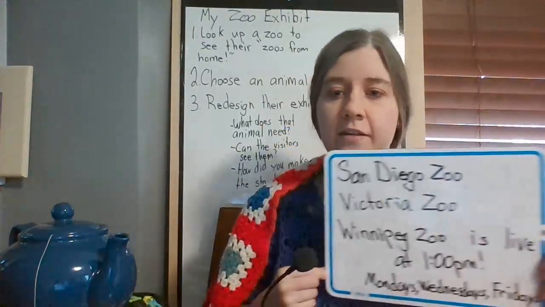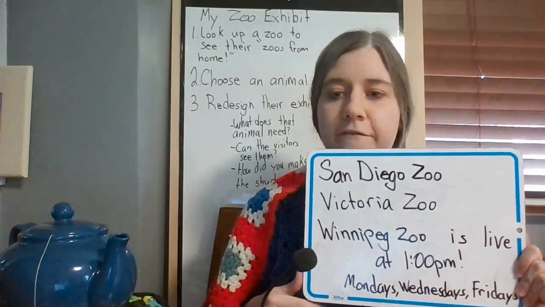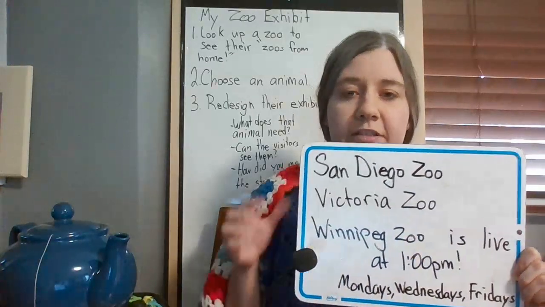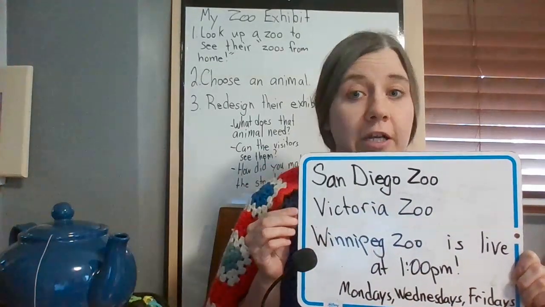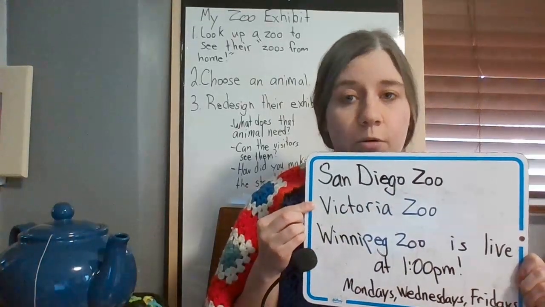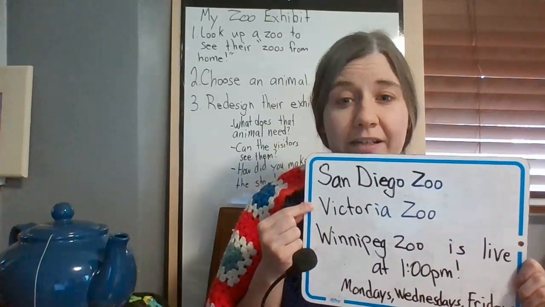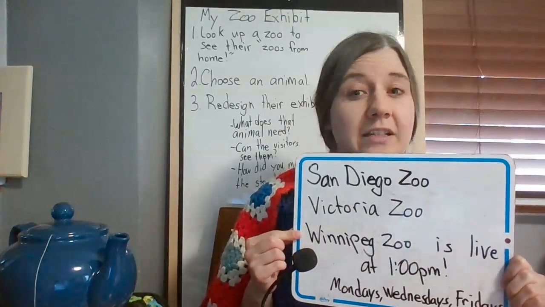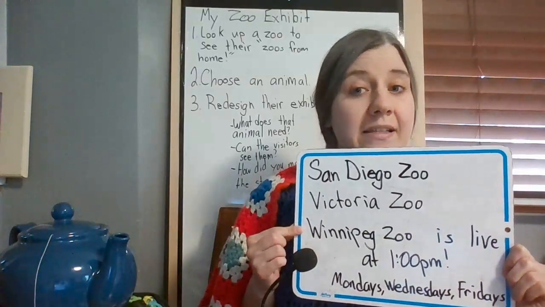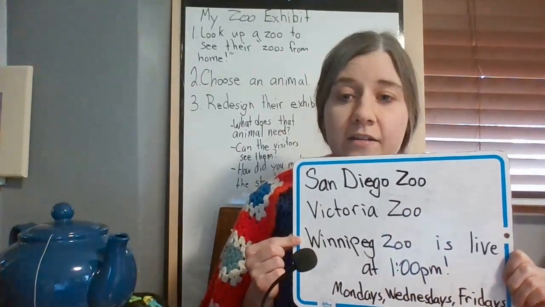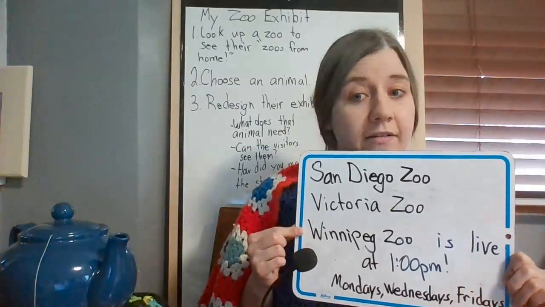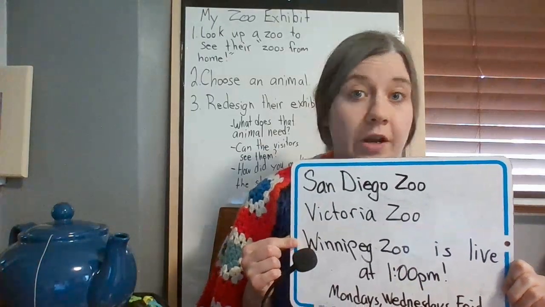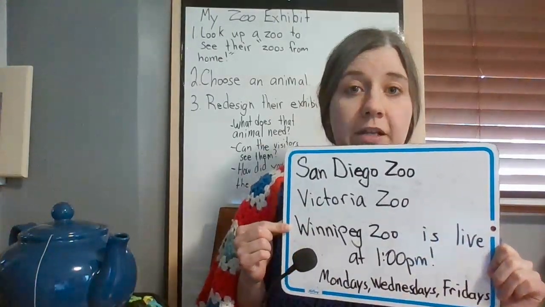Just quickly yesterday, I looked up online and found a few zoos that have some really good online exhibits. There's the San Diego Zoo, so you could look up that online. You could look up the Victoria Zoo, which is from British Columbia, or our very own zoo, the Winnipeg Zoo, is actually live today, Monday, Wednesday, which is today, and Friday. They are live every day at 1 p.m. after lunch.